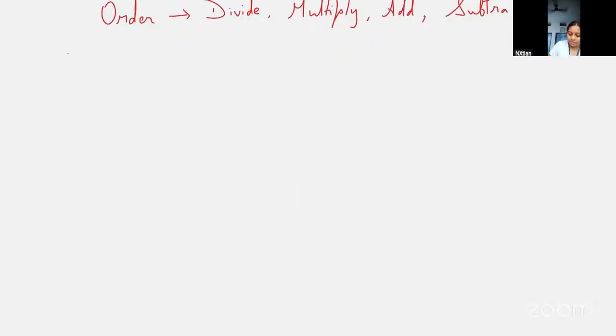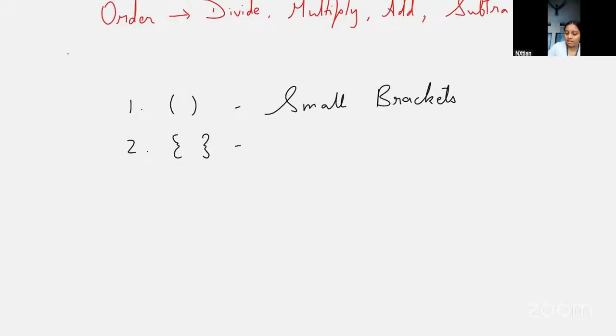Three types are there. The first one looks like this, two small brackets. The name is small brackets. The second one looks like this. The name is curly bracket or medium bracket.